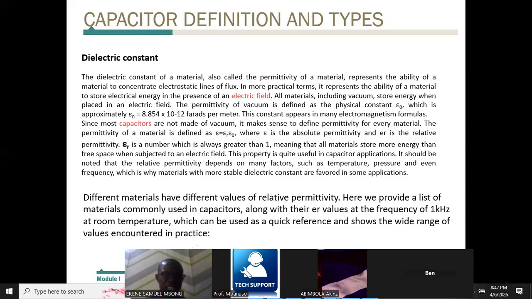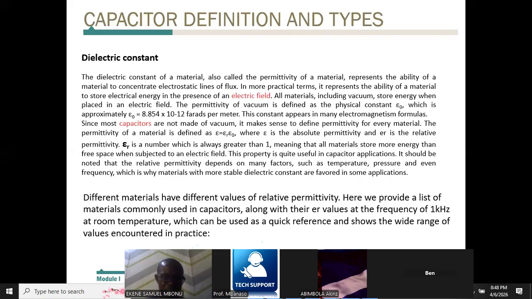Okay? So the dielectric constant of a material, also called the permittivity of a material, represents the ability of the material to concentrate electrostatic lines of flux. In more practical terms, it represents the ability of a material to store electrical energy in the presence of an electric field. All materials, including air, and what we mean by vacuum here is air, including vacuum or air, or when there is no air, store energy when placed in an electric field.